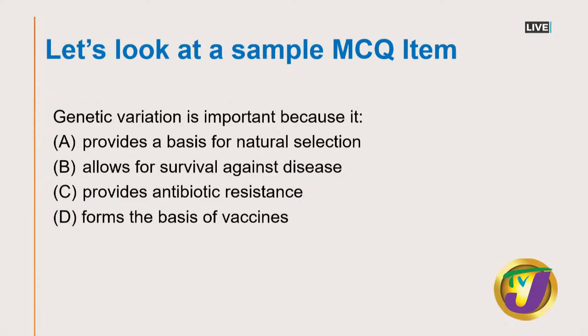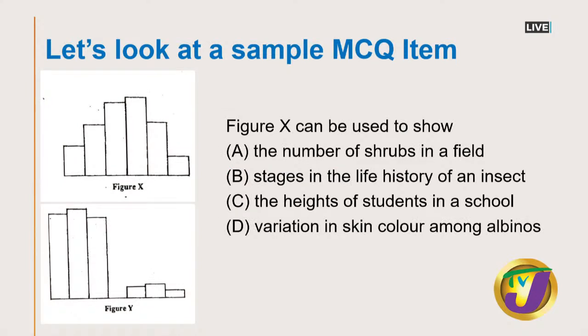Genetic variation is important because, our second question, why is it important? Because it allows for survival against diseases, and that was one that we highlighted within our example. This is also another past paper question. We have two graphs, graph X and graph Y, and it says graph X could show what? It could show the height of students in a school, because we recognize that it's a histogram, and for histograms, we tend to use that for continuous variation. All the others are discontinuous.